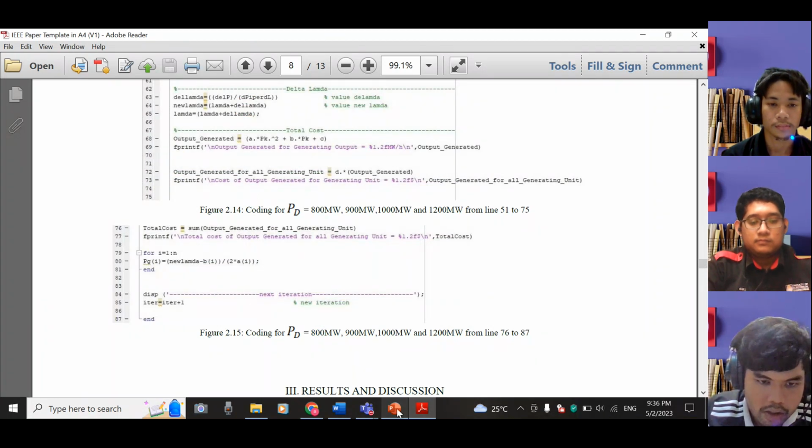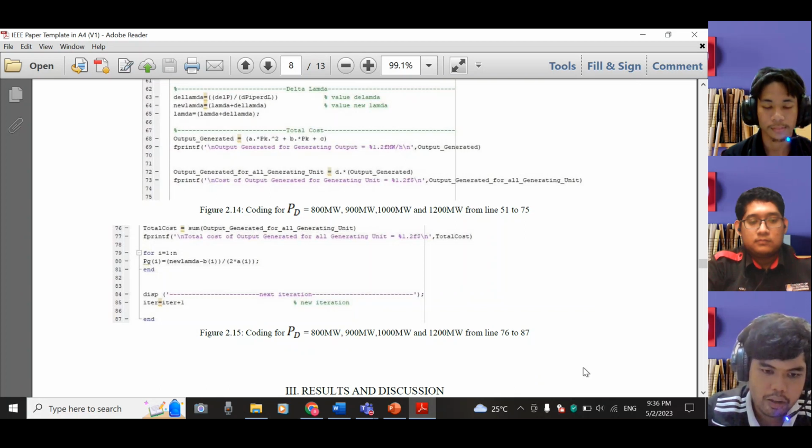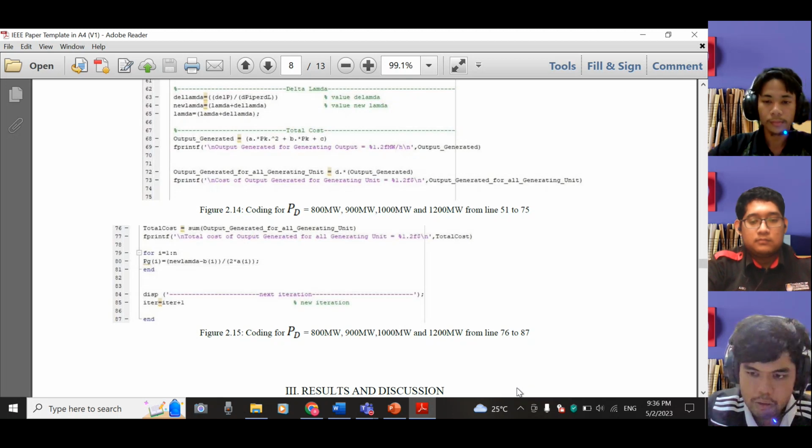So at line 84, this is the next iteration. So the coding will continue to make the next iteration until finished. So now I will pass to Tengku Muhammad Irfan to tell about the result and also about the discussion.